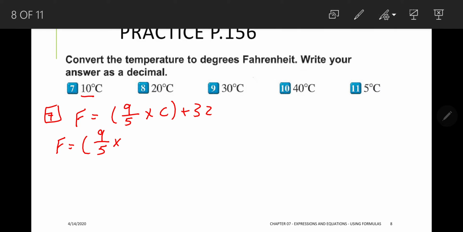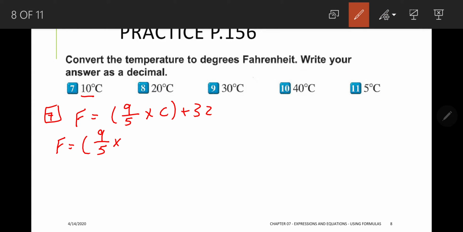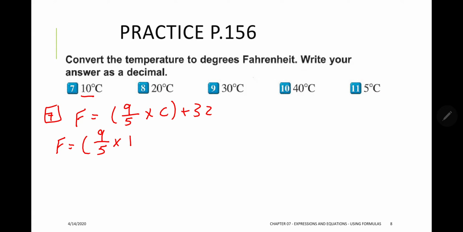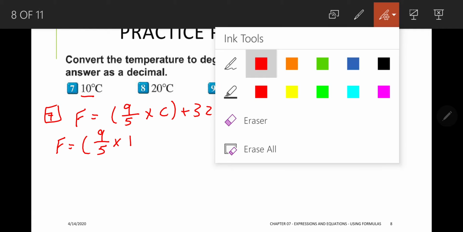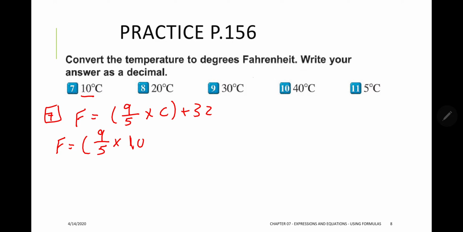Let me change the color of the pen. Oh my god, why did I change it? What's happening to my note? This is new. It's not working. Okay, let's just keep it up with the red.